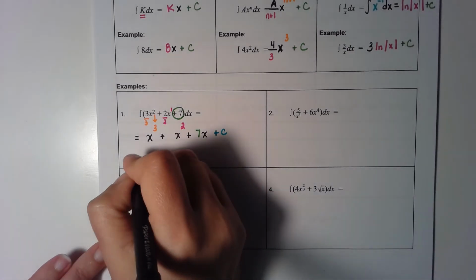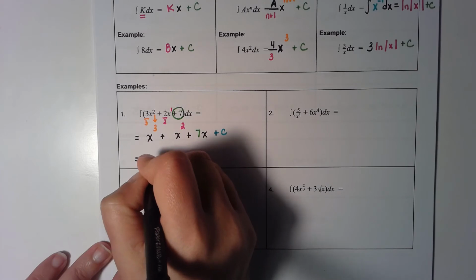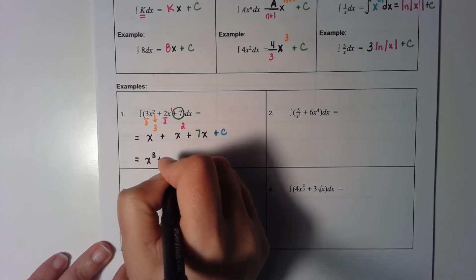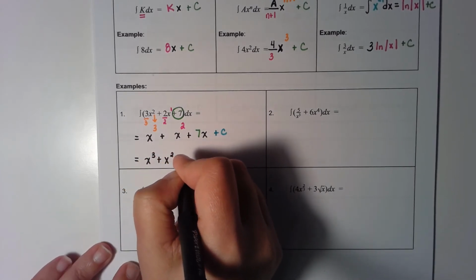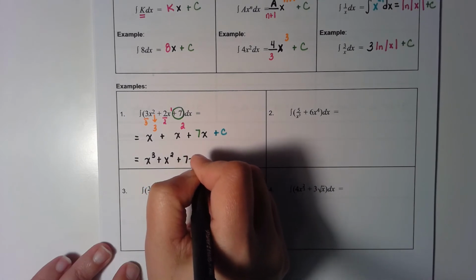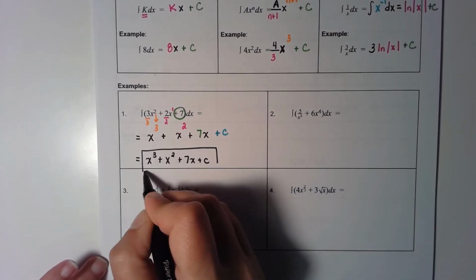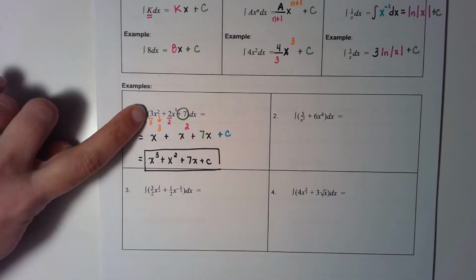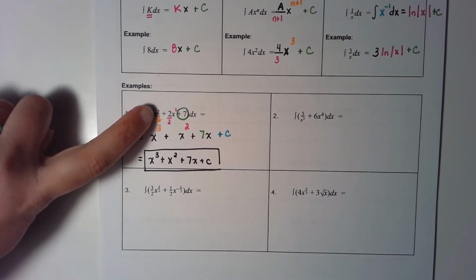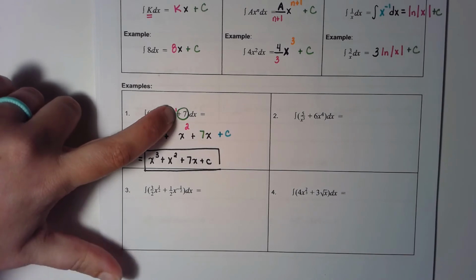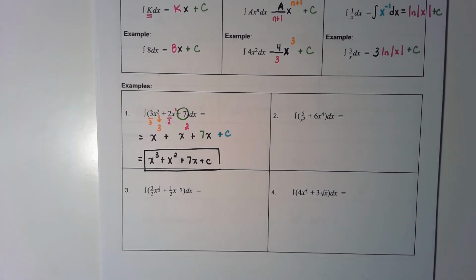And so my answer, I'm just going to write it a little bit more neatly, would just be x cubed plus x squared plus 7x plus c. And we can always check that by taking the derivative. So if you take the derivative, you would get 3x squared, which matches this, plus 2x, which matches, plus 7, which matches, and then nothing because the derivative of a constant is 0.